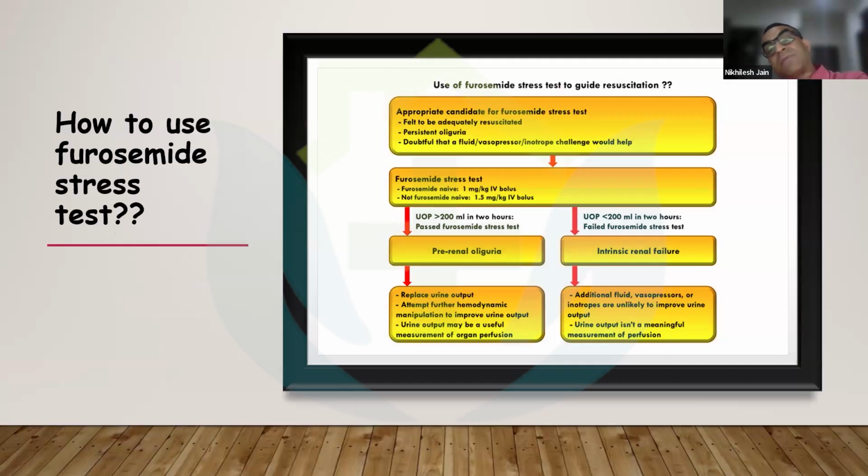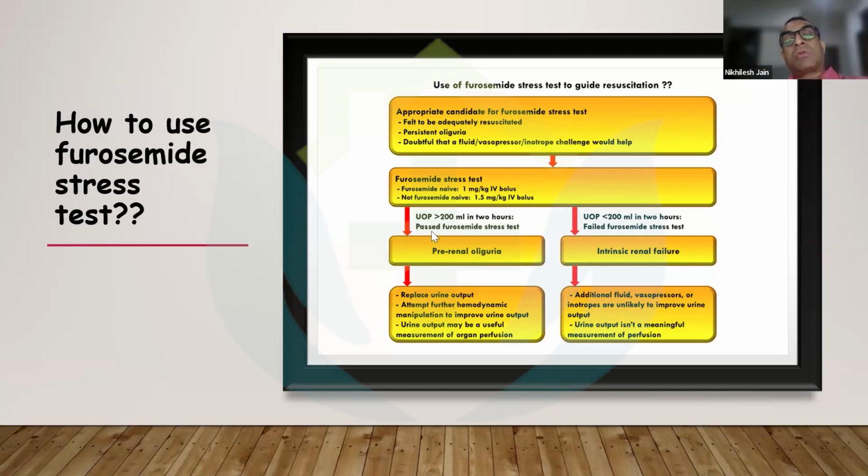Furosemide stress test. This is a slide from the first class itself. How do you use it to guide resuscitation? If it's a furosemide naive patient, this patient would require a 1 milligram per kg IV bolus. If the patient is not furosemide naive, that is, this patient has received furosemide earlier, then you need to give a 1.5 milligram per kg IV bolus.